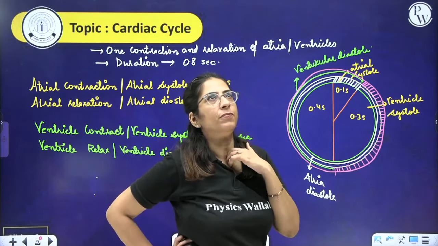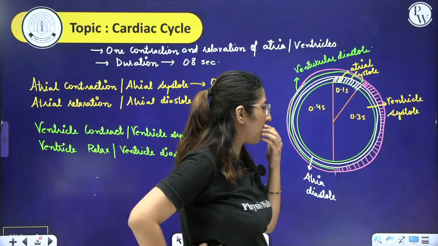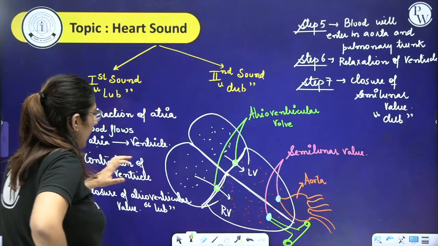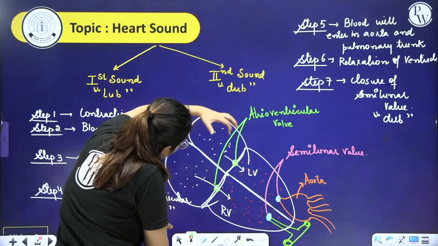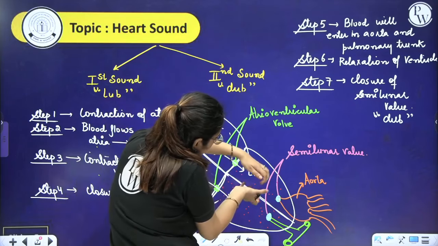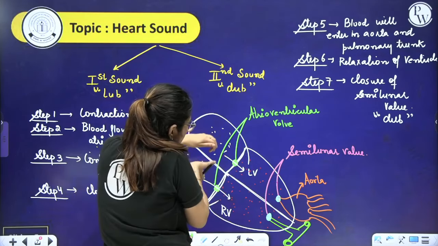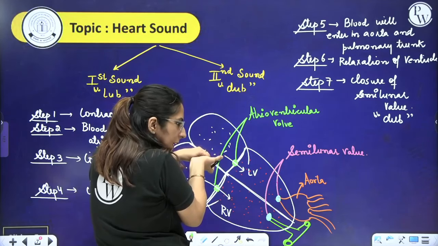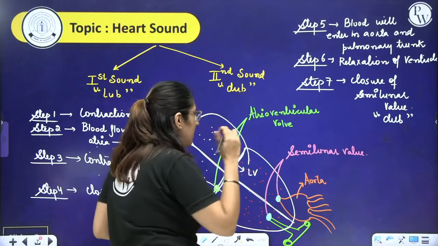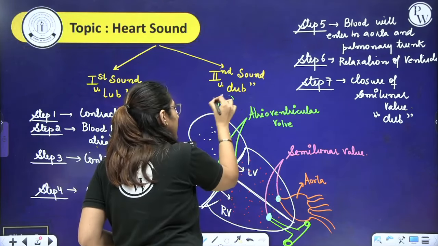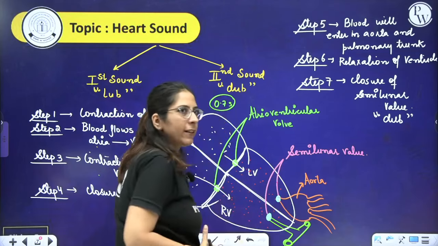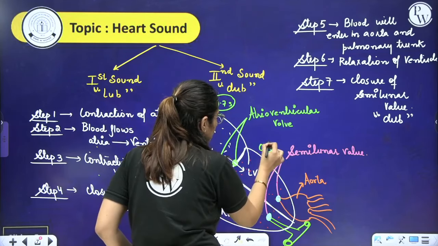See, I'll tell you what is happening. Let's understand this. Let's look at this diagram. The atria is contracting for 0.1 second. Clear? Then this atria, this ventricle. See, it takes 0.1 second, right? After the contraction, the relaxation will start for 0.7 second. Listen here. For 0.7 second, relaxation will occur. Here the contraction is happening for 0.3 second.